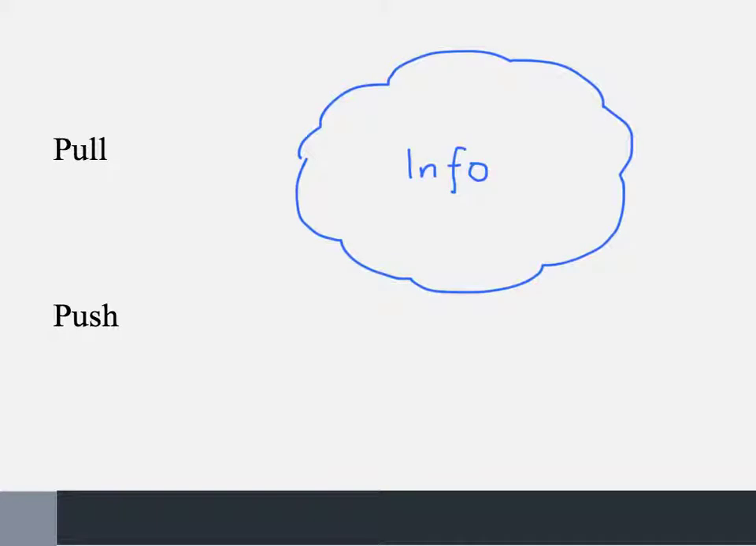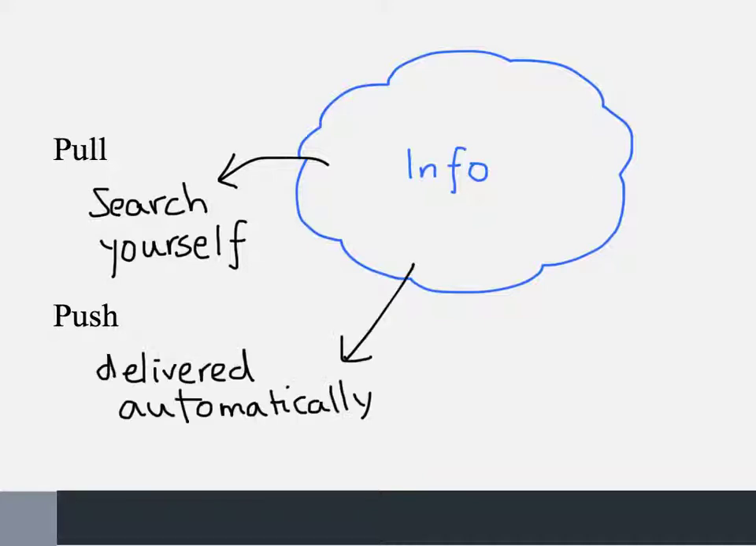Push and pull are two ways of accessing information. As the name suggests, pull means you have to search for the information yourself. We'll discuss that in a separate video. With push notification, the information will be delivered automatically to you.